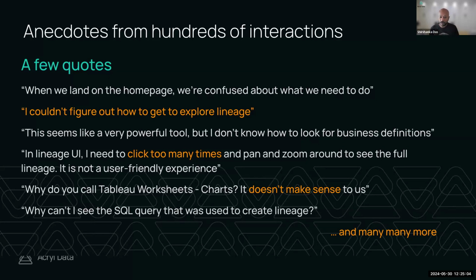They realize it's a powerful tool, but they don't quite know how to get to business definitions, user interface input, native types. Like, why do you call charts, worksheets, charts? Can you just call them worksheets? And then, of course, a lot of questions around the queries. Like, people want to see queries that were used to create lineage and not just see table-to-table lineage.